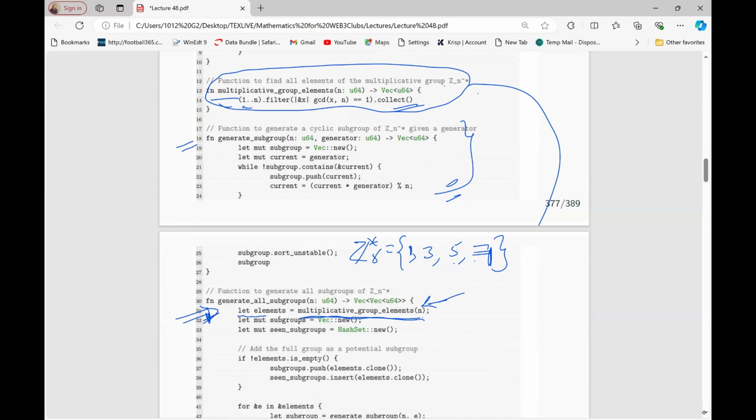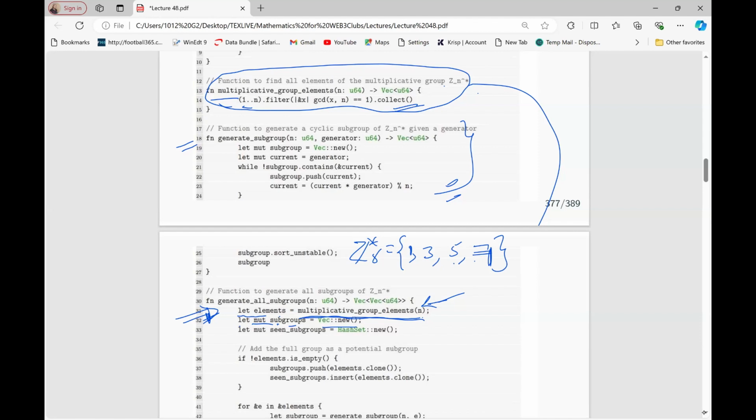So it says let the elements be from that multiplicative group. Then it says let subgroup. Then it opens an empty vector for storing those subgroups. Is that okay? That's an empty vector where it is storing the subgroups. It's mutable because it begins empty and then subgroups are added as time goes by.